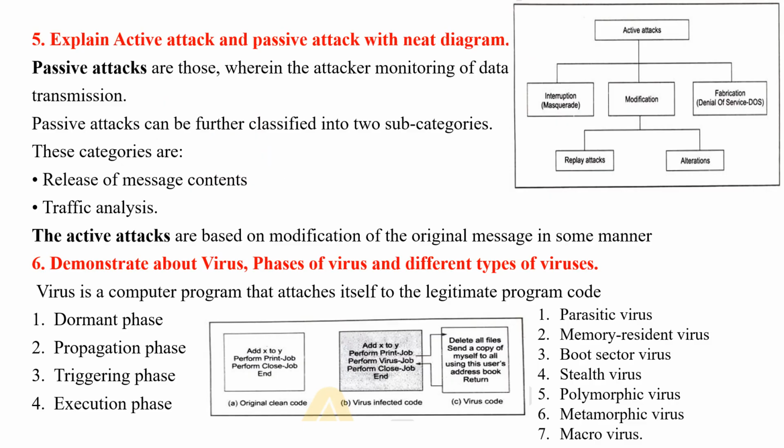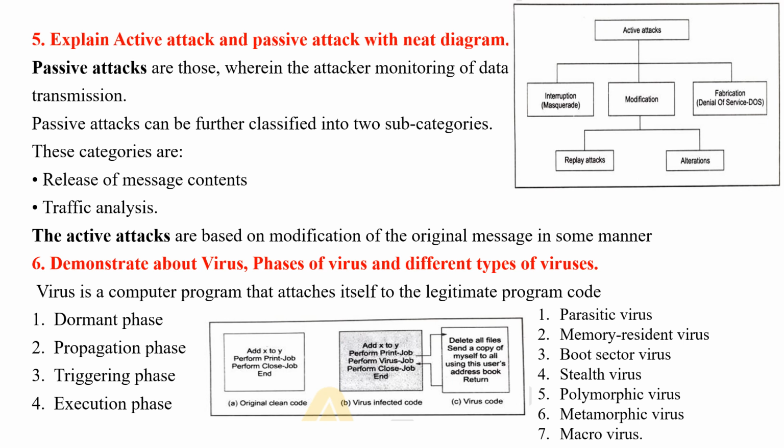Moving on to the next question, explain active attack and passive attack with a neat diagram. So here obviously the first thing we know is active attack is something which is modifying the original message. The person who is talking to you seems to be that person, but the voice would have been modified or the data would have been modified. Such kind of thing is called an active attack, and active attack is further divided into interruption, modification, denial of services. And passive attack is nothing but, here there is no modification involved.